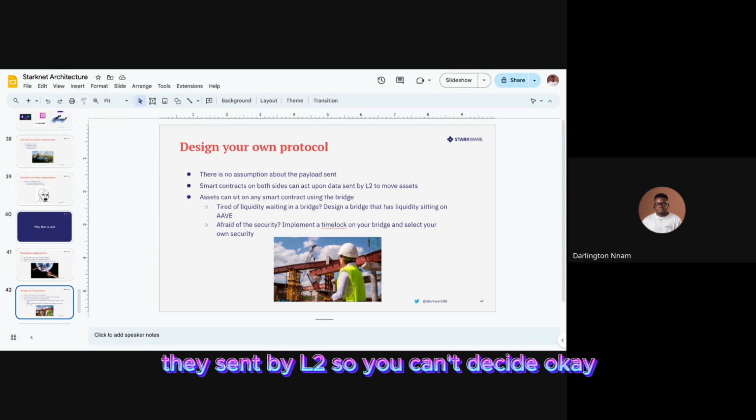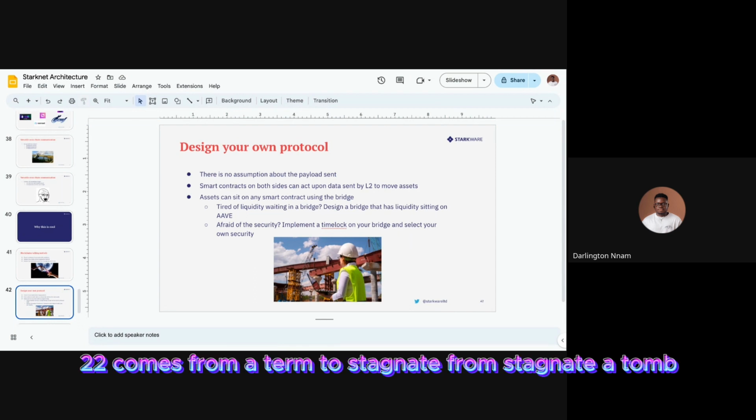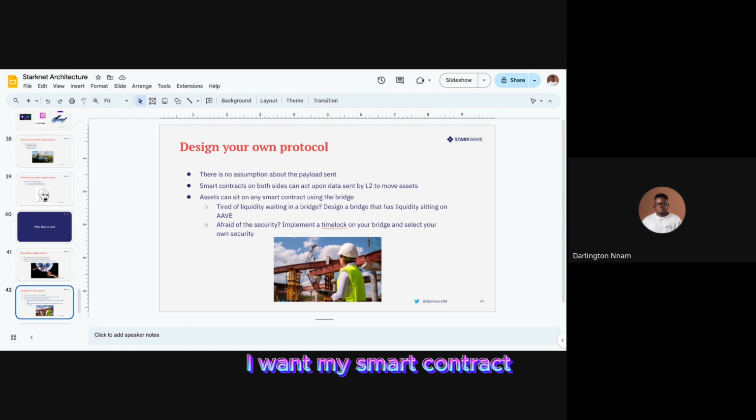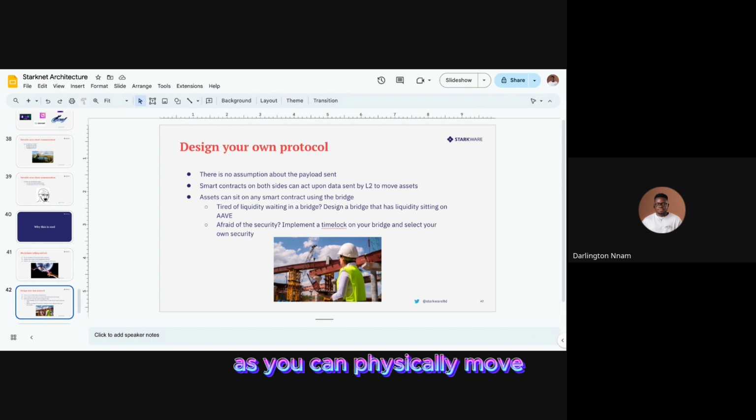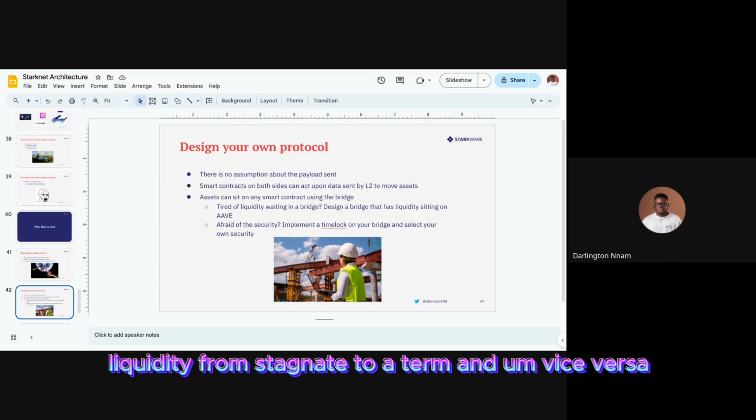Smart contracts can be customized or created on both sides to act upon the data that is sent by L2. So you can decide, okay, when I move ERC-20 tokens from Ethereum to Starknet or from Starknet to Ethereum, I want my smart contract to behave like this or like that upon receiving these assets. And assets can sit on any smart contract using the bridge. So in essence, there's really no locked liquidity anymore. Automatically Starknet has access to as much liquidity as is available on Ethereum, as you can move liquidity from Starknet to Ethereum and vice versa.